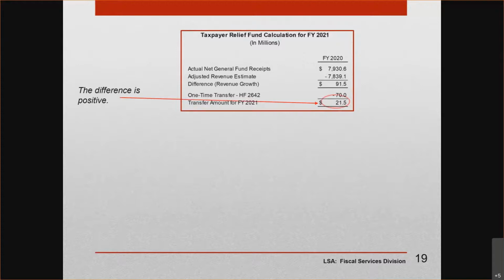Sometimes you can have the difference be negative because you can have your adjusted revenue estimate, if it exceeds your year-end revenues, then your number is going to be negative, which means that you would not transfer any money.